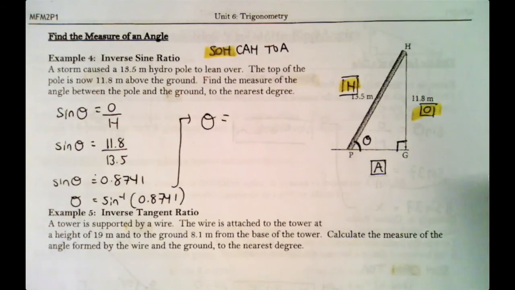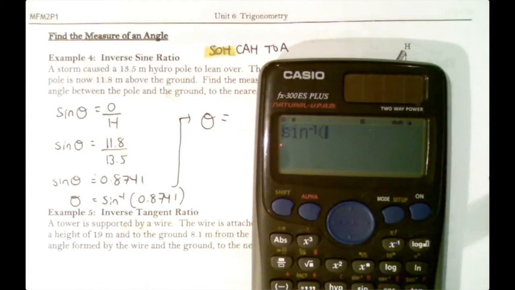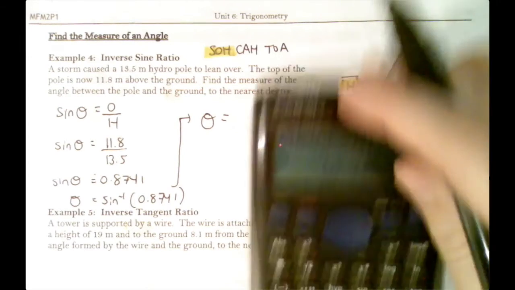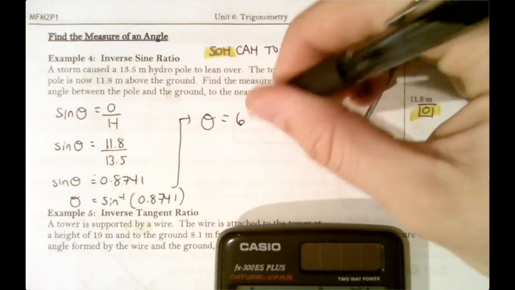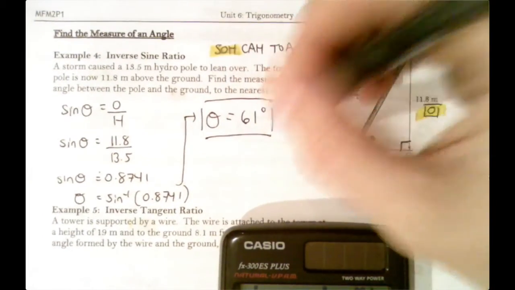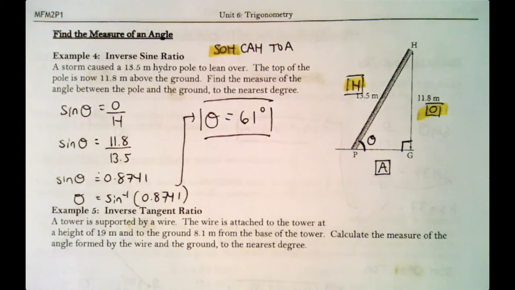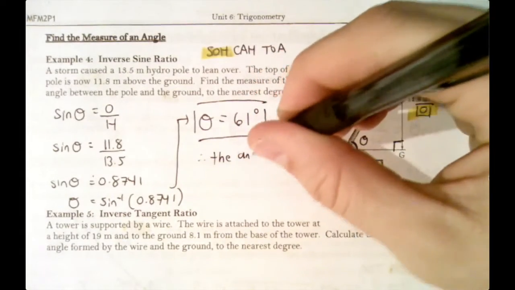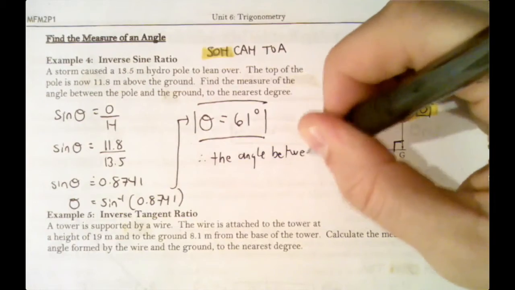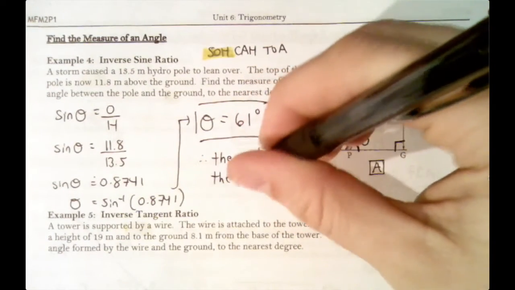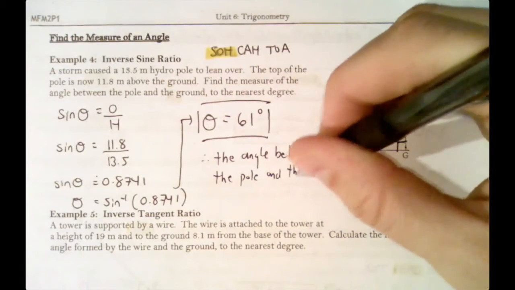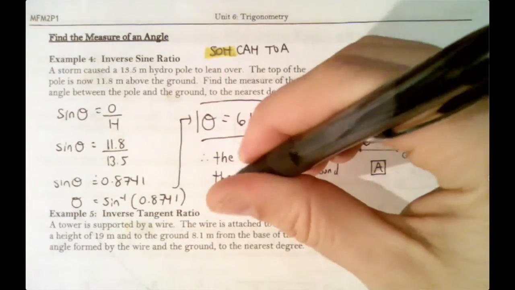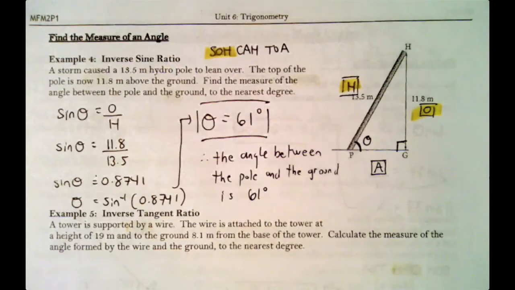Now we can find the angle. So we got second sine, 0.8741. And we get 60.9, nearest degree, 61 degrees. So this is a word question, we'll give it a word answer. Find the measure of the angle between the pole and the ground. Therefore, the angle between the pole and the ground is 61 degrees.